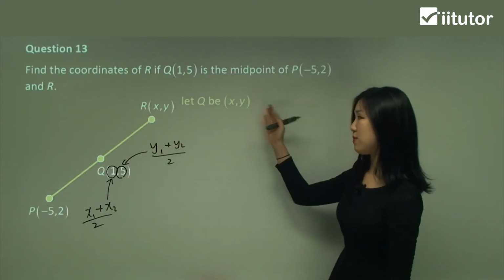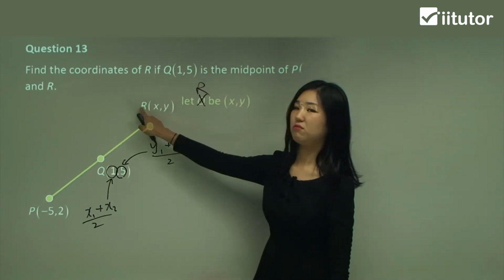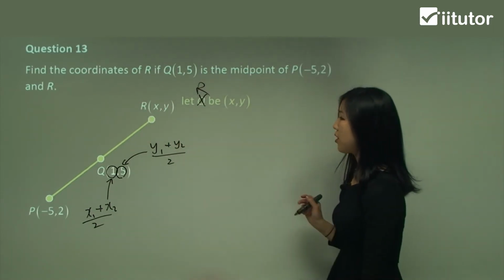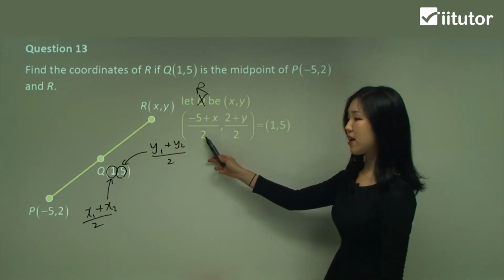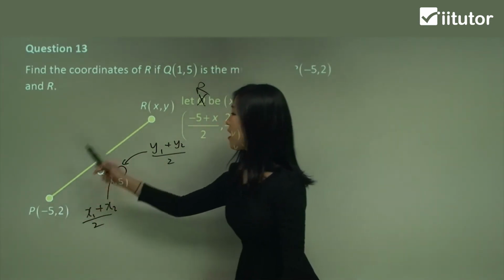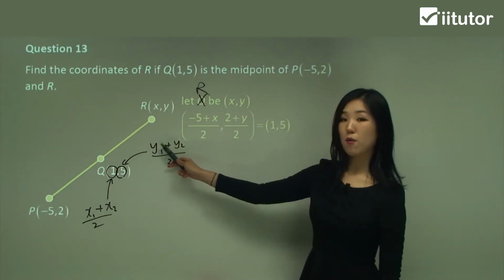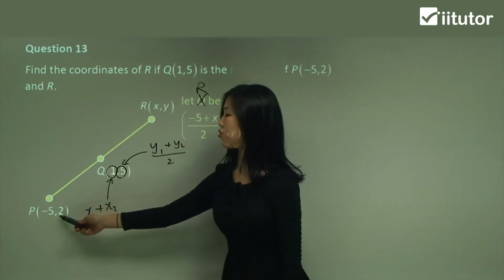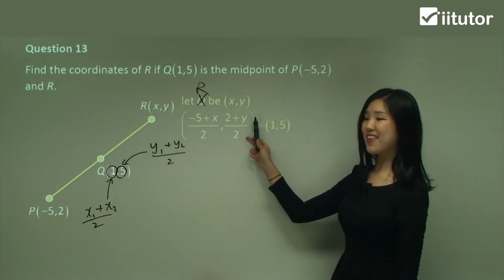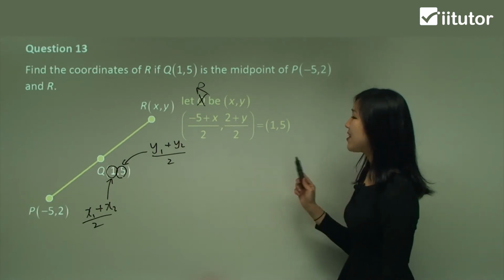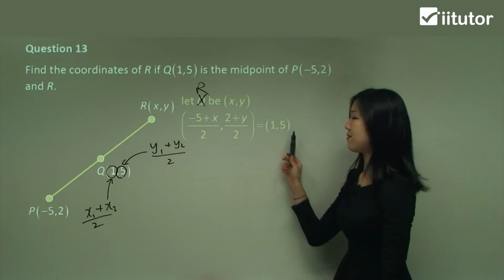So again, let R be X, Y. Oh, sorry, that should have been R, wasn't it? Because we're looking for R. So, it should be negative 5 plus X divided by 2. And for the Y, we do Y1 plus Y2. So Y's are 2 and Y. So we add the 2 and the Y together, and divide by 2. That is going to be equal to the coordinates of Q, which is the midpoint, 1, 5.